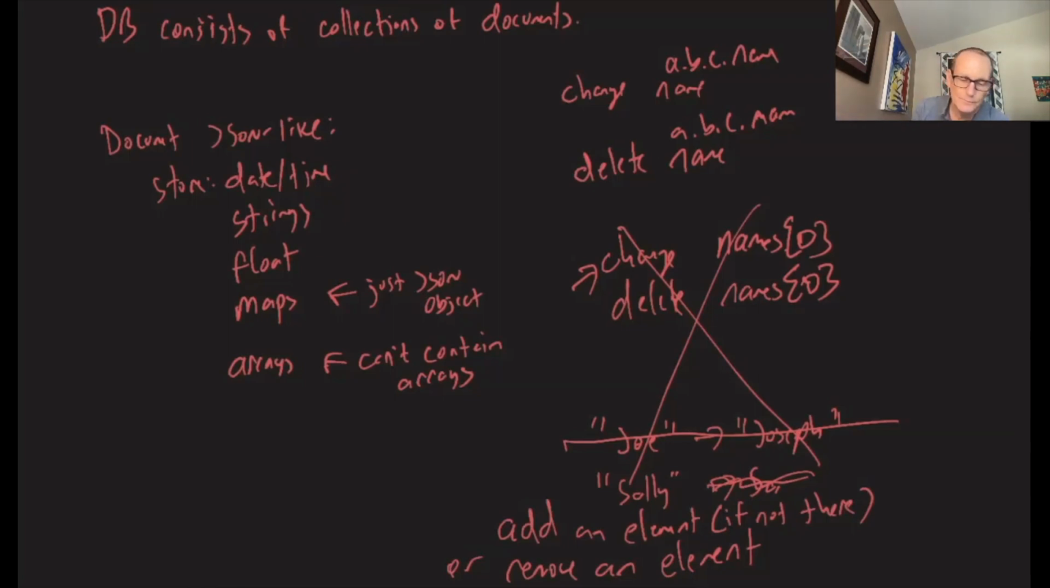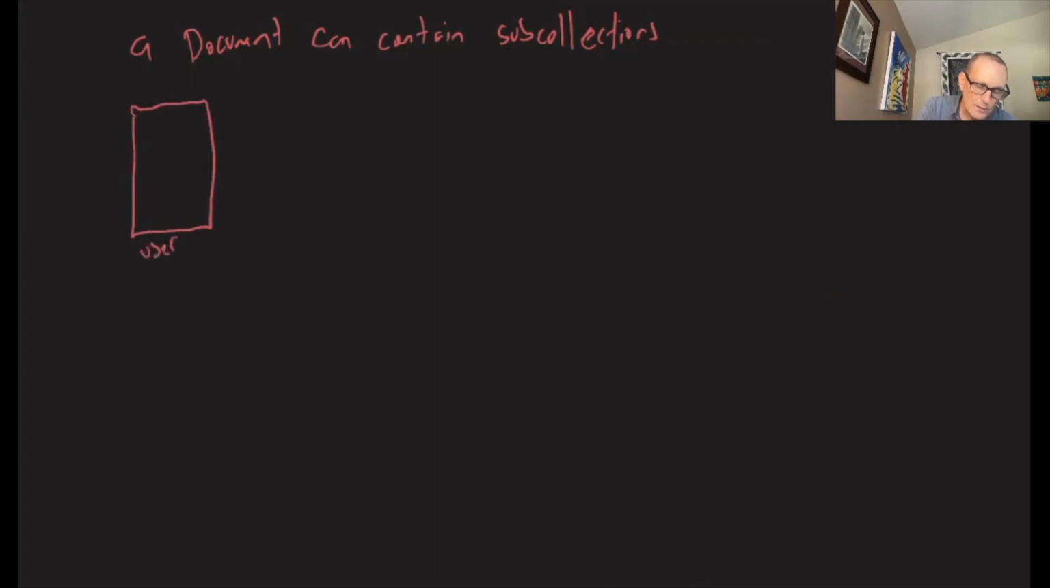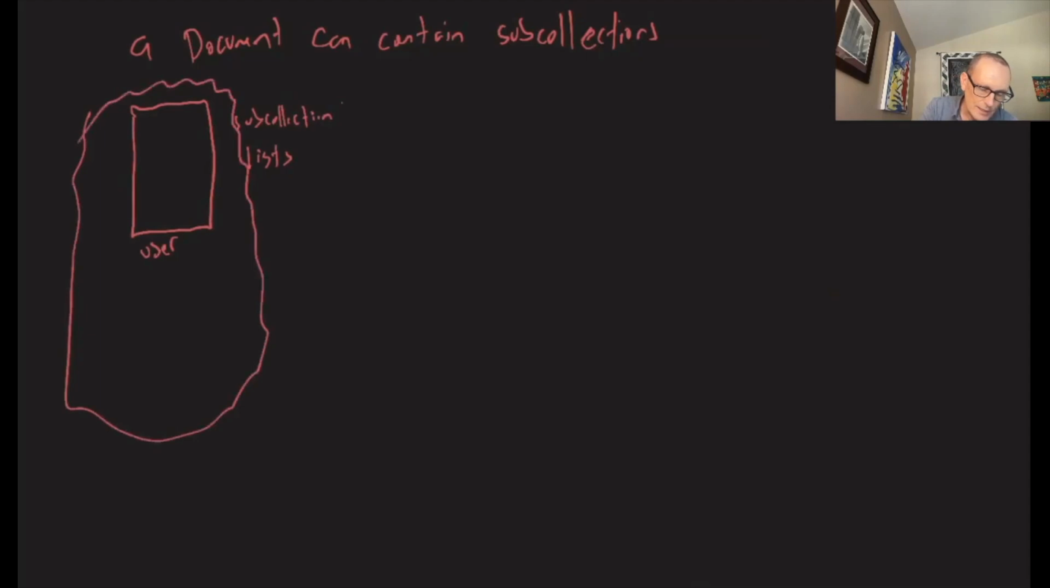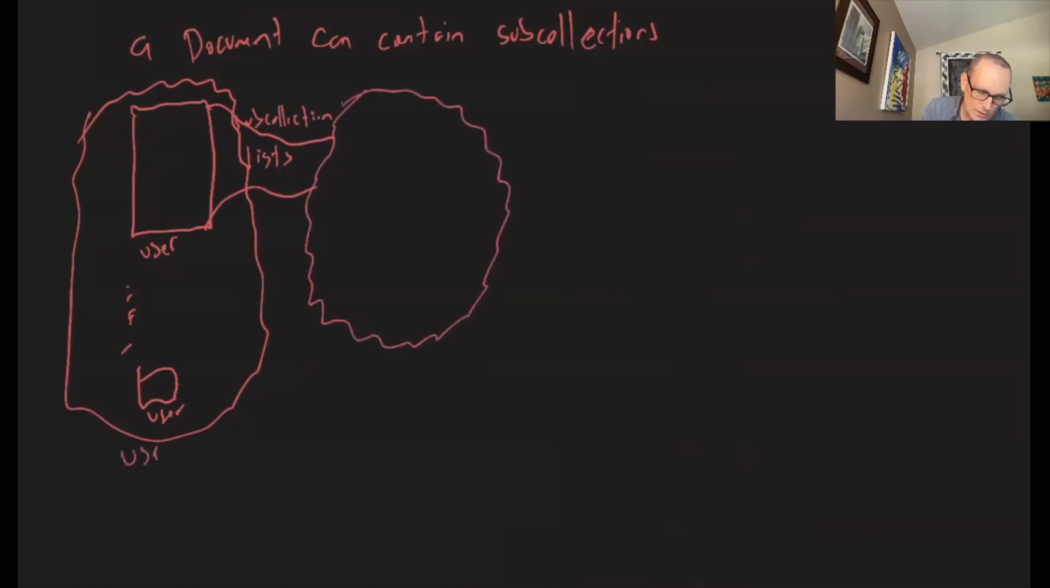There is a hierarchy, however. A document can contain subcollections. So let's look at that same example where we had users, lists, and items within lists. A way you could represent that is you could have a user, and then a subcollection, which is, let's say, the lists subcollection. I'm representing this as a collection of users. Within a particular user, you can then have a subcollection. So this is users, this is lists, and within the lists subcollection, we can have a bunch of lists.